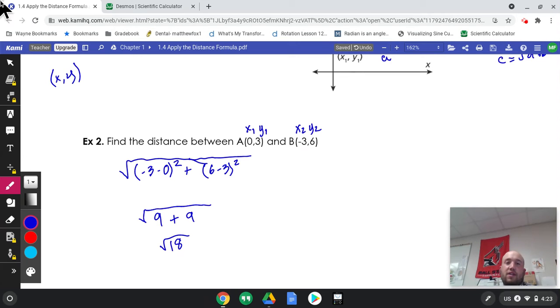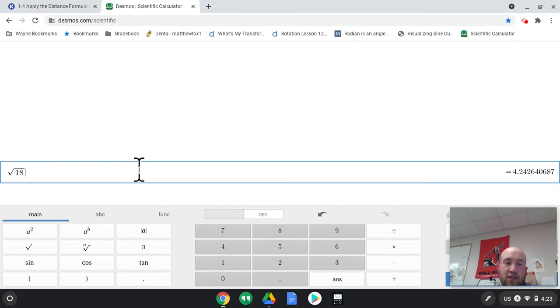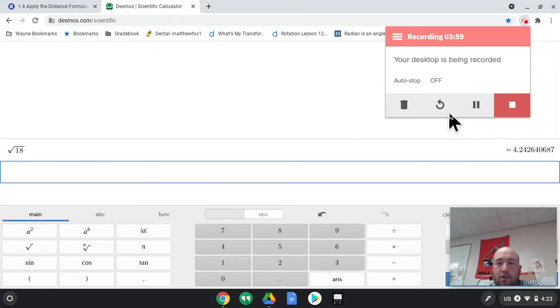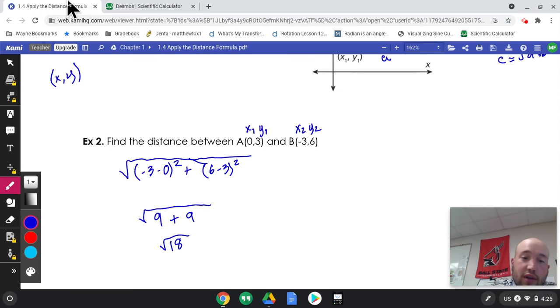Okay, now to find the approximation, we can go to desmos.com/scientific. Looks like I already did it here. Square root of 18, 4.24. Okay, so that's going to be one option. All right, so as we see, square root of 18 here, we get 4.24. So if we round, it's about 4.2. Now I'm going to put this squiggle equal because it's approximately that, 4.2.